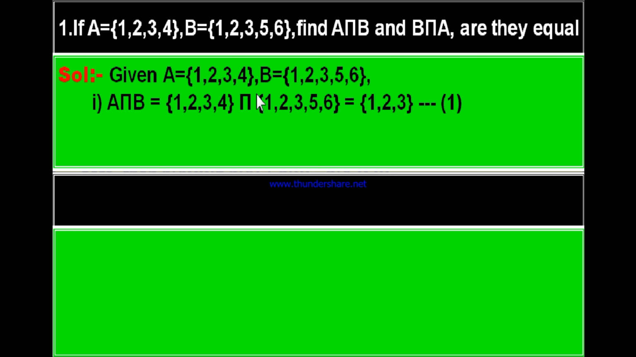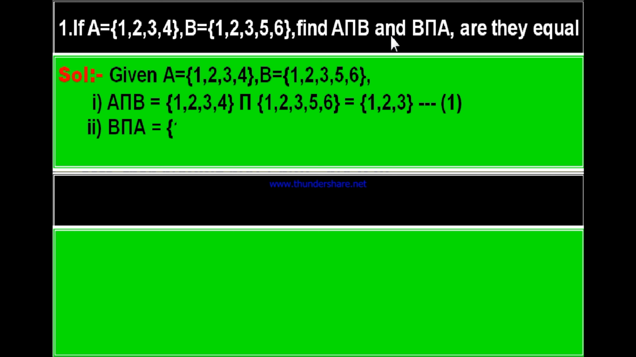Here you can find 1, and 1 is there in the other set too, therefore write 1. 2 is also in both, therefore write 2. And 3 is common in both, so you write 3 also. But 4 is present in the first set and not in the second set, therefore you should not write 4. And 5 and 6 are not in the first set. Even though they are in the second set, you cannot write them. Then A intersection B means common elements from both the sets, which is equal to the set {1, 2, 3}.